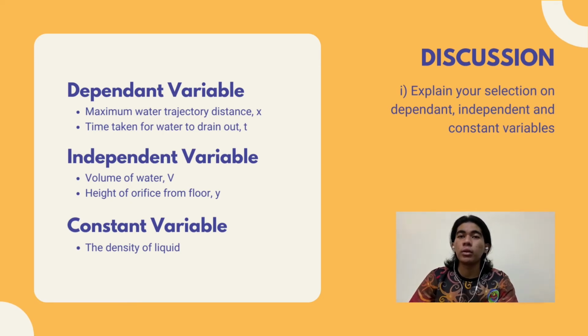For the dependent variables, we choose maximum water trajectory x and the time taken for water to drain out, T. For the independent variables, we have volume of water V and height of orifice from floor Y. And the constant variable is density of liquid.